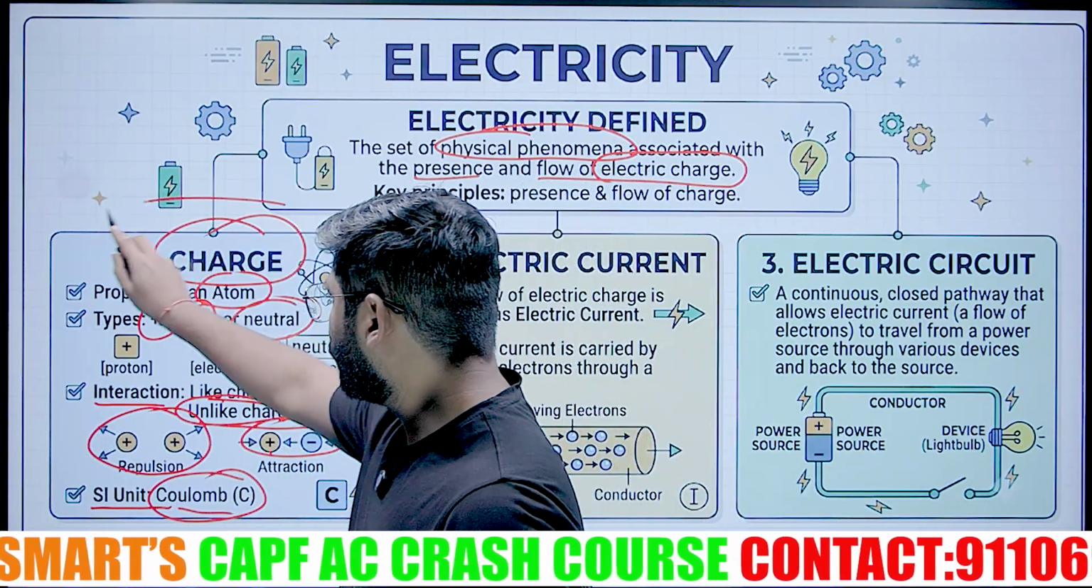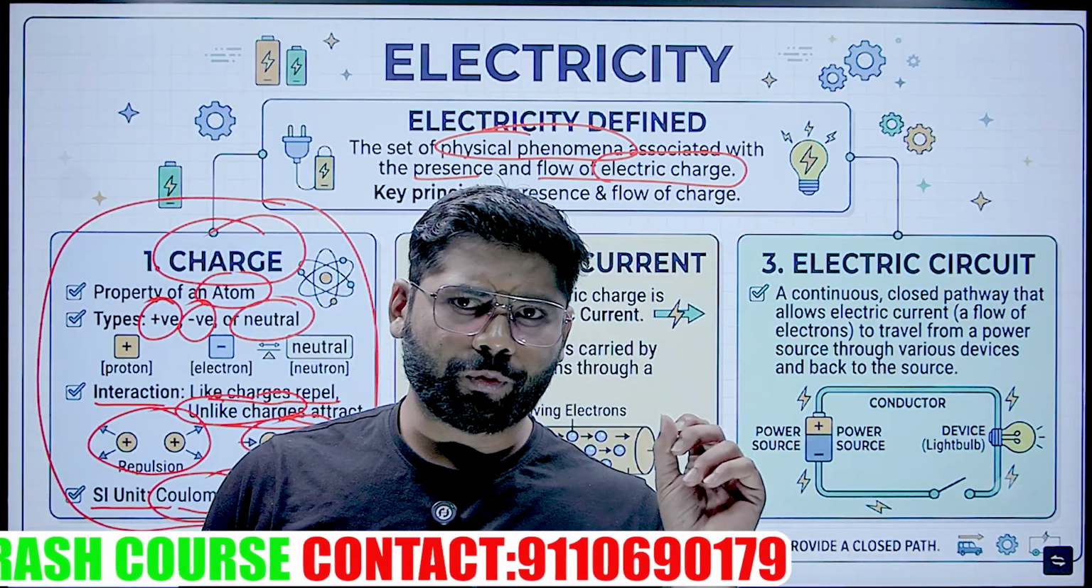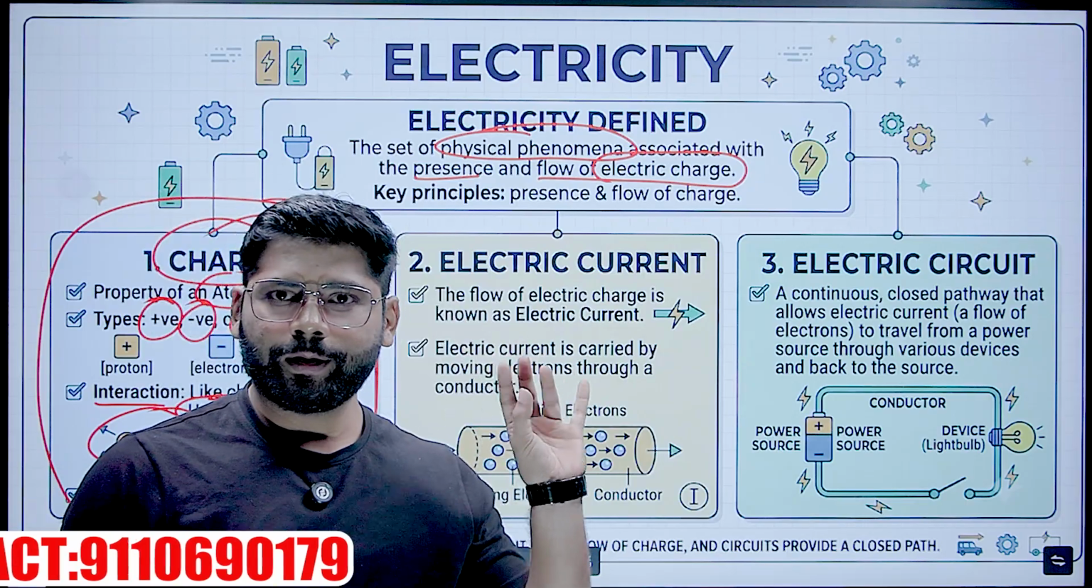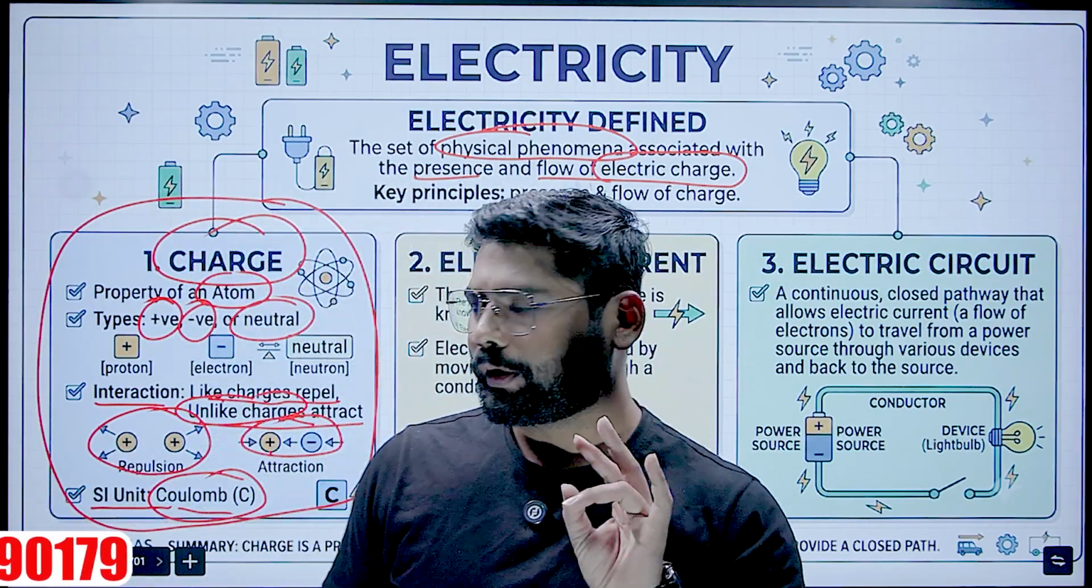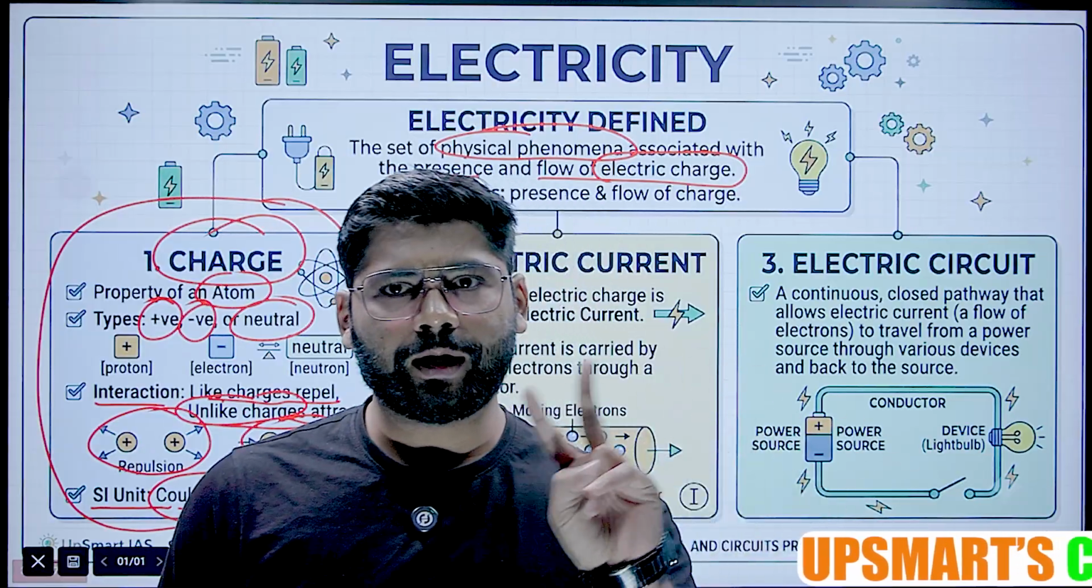So this is what you need to know about the charge. Basically, what is the charge? It is a property of an atom. An atom has three kinds of charge: positive, negative and neutral. When it comes to interaction, there are two types: unlike charge and like charge.